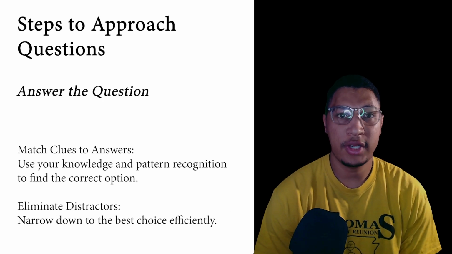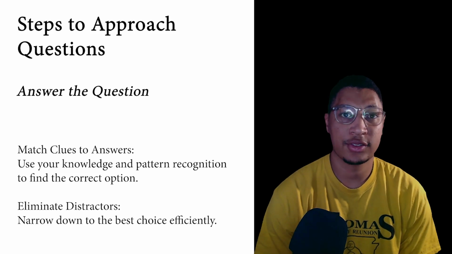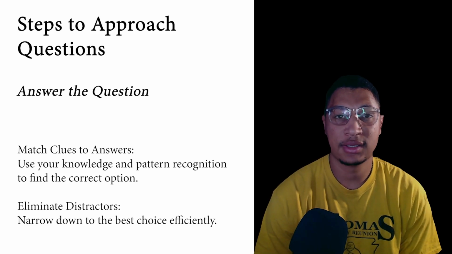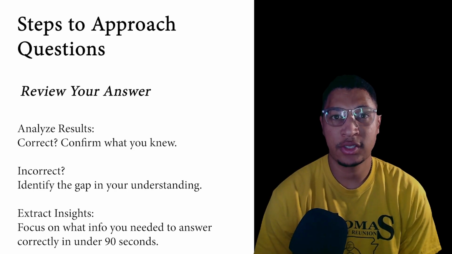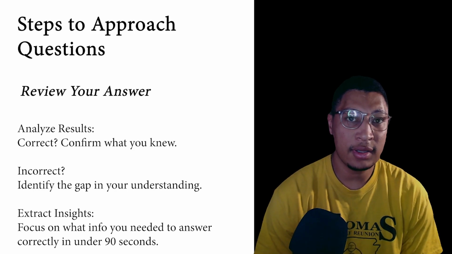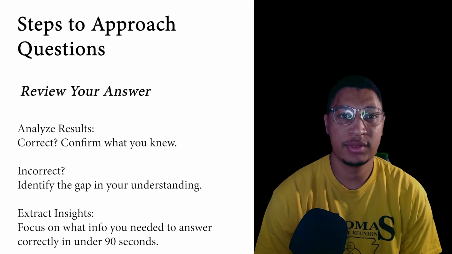Answer the question. Choose your answer by matching the clues in the passage to the correct answer choice using your knowledge and process of elimination. Review your answer. After selecting your answer, review whether it was correct or incorrect. Regardless of the outcome, figure out what the specific information was necessary to get the question right in 90 seconds.